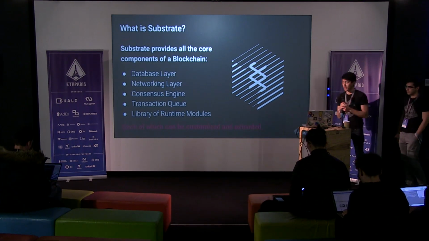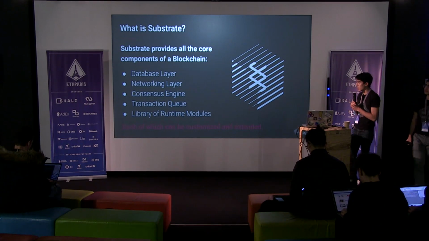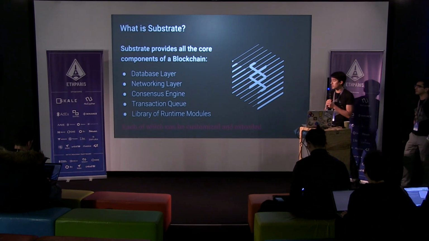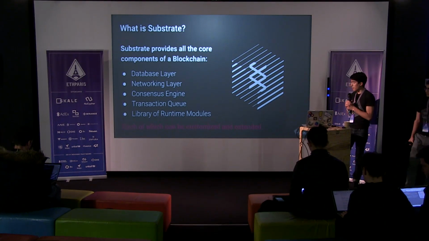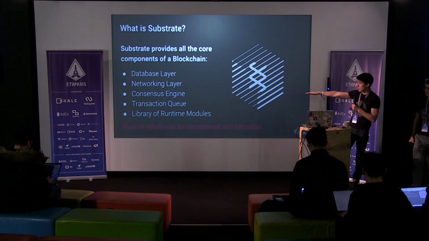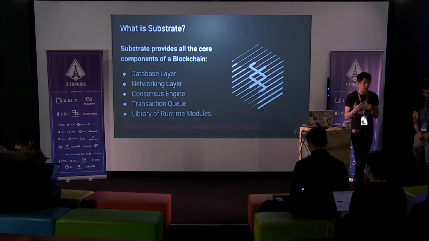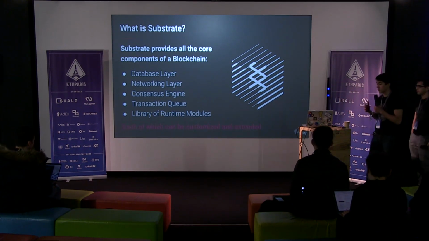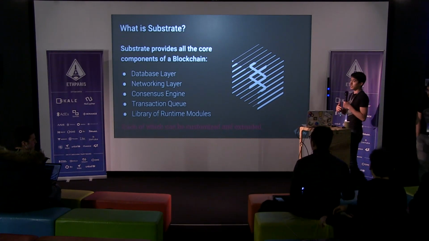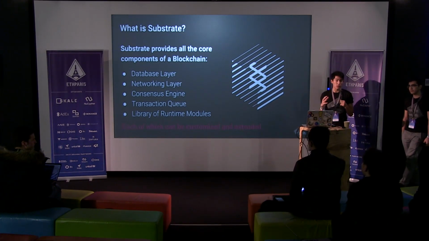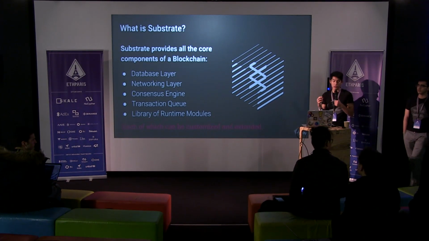Substrate provides all the core components, things like a database layer, networking, consensus engine, transaction queue, and a library of runtime modules. And it's this last point that's actually really exciting. All of these different components are built so that they can be extended or customized. So if you are someone who just wants to test a different networking layer, or if you want to test different functionality or logic to your chain, you can make those modifications without having to touch the entire stack or scramble within interconnected code.